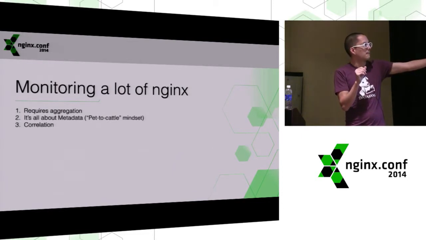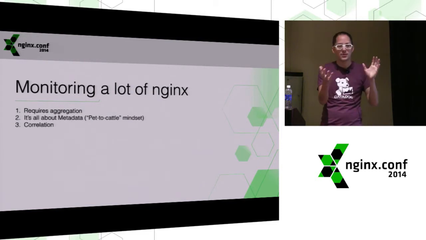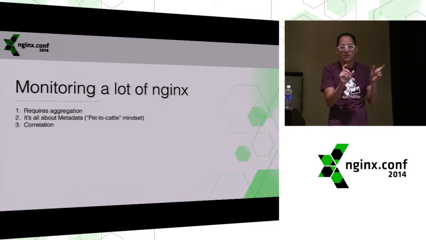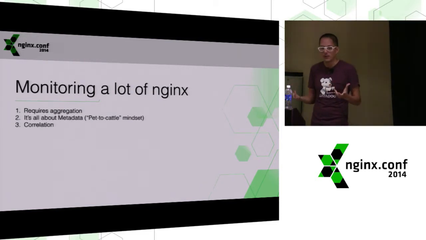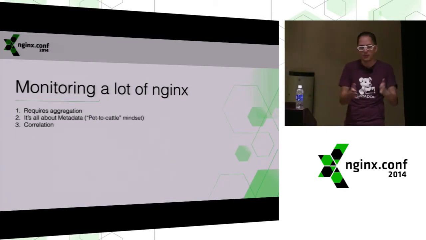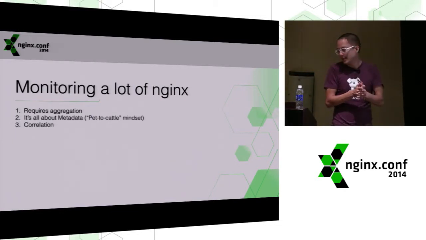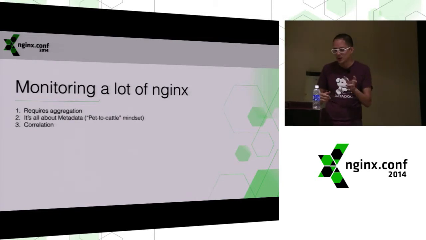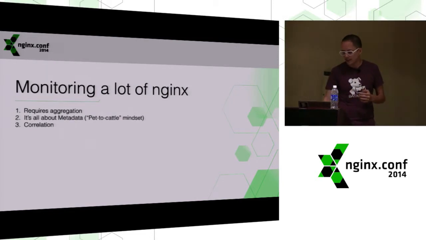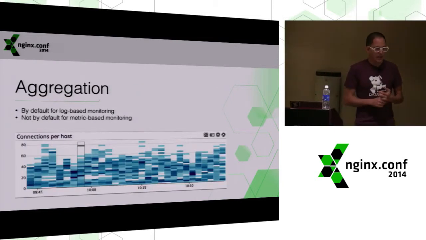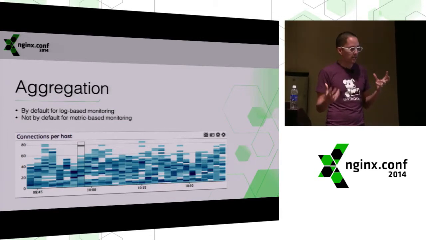So that's the pets to cattle idea. Instead of considering machines like pets where you name them individually, you consider them like cattle, where it's a volume game. The last thing you want to do is do correlation. So I'll just illustrate those 3 points very quickly. So aggregation: your monitoring has to be able to do aggregation.